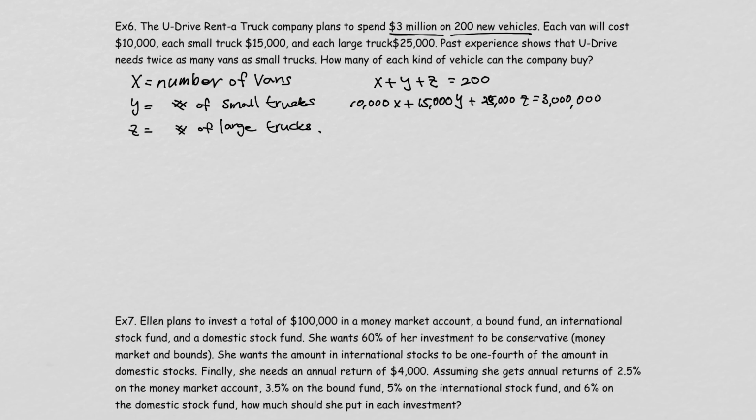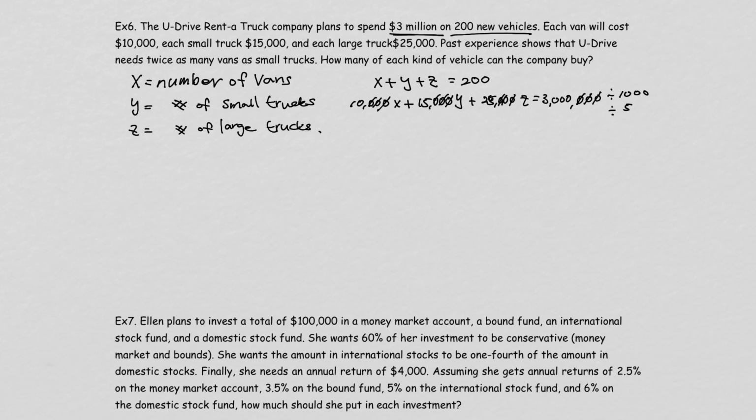This equation, you should be able to reduce it. This is too large a number. So what I want to do is divide everything by 1,000 first. Let's get rid of the 1,000 and see what happens. We have 10x, 15y, 25z, and 3,000. I did dividing by 1,000, and then maybe I will divide by 5.